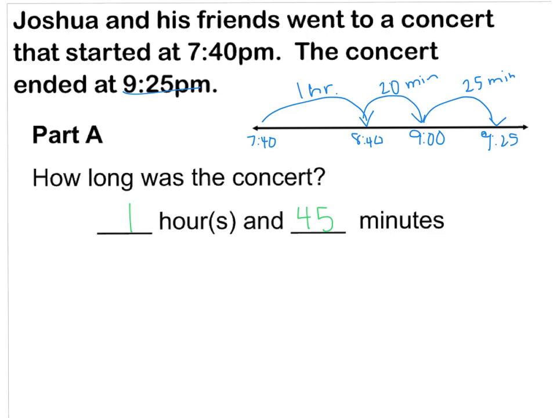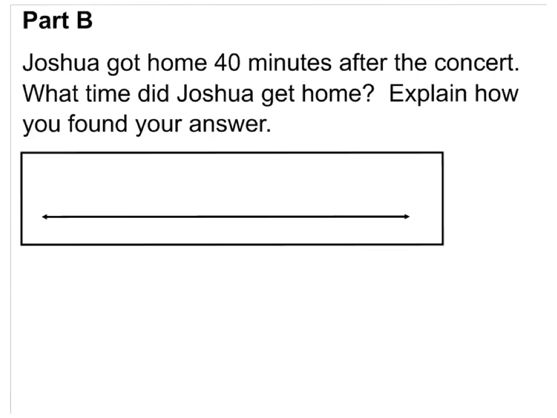Now let's look at our next part of the question for part B. Part B says, Joshua got home 40 minutes after the concert. What time did Joshua get home? Explain how you found your answer. So the information from part A will help you solve part B. Now you notice in part A, the concert was over at 9:25 p.m. Our job is to figure out what time he got home. You need to add 40 minutes to 9:25 p.m. to find your answer. So press pause now and show your work.